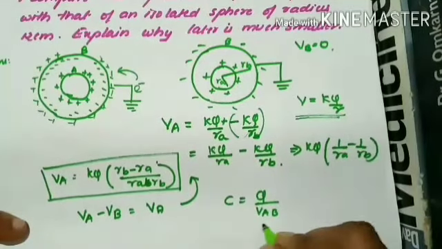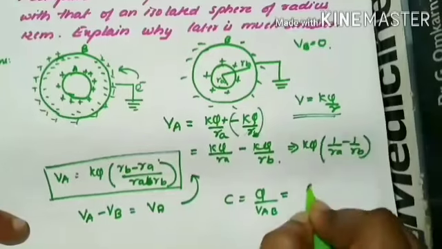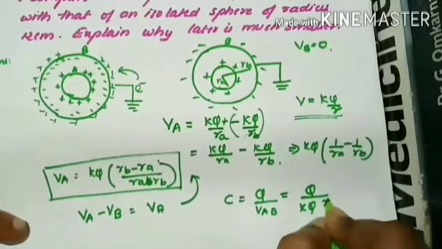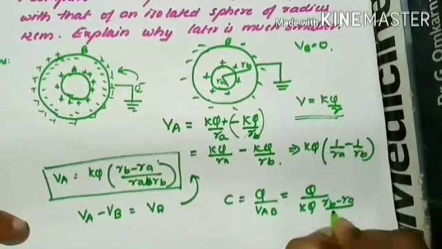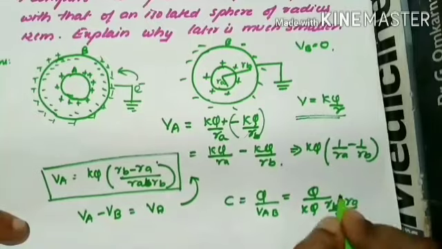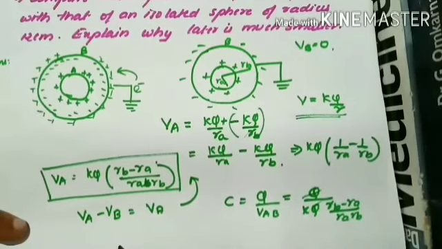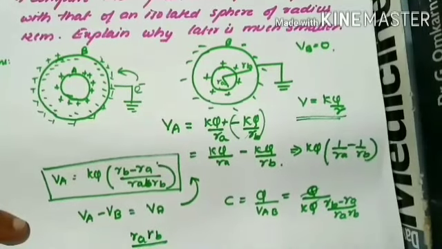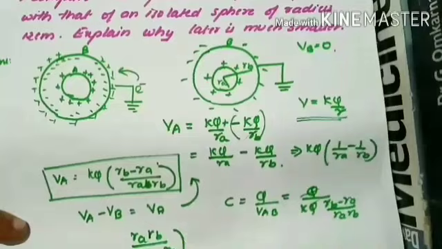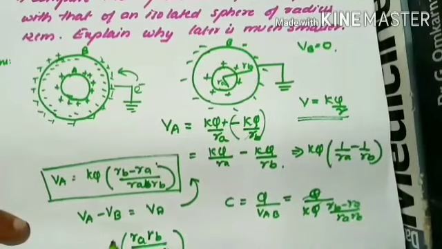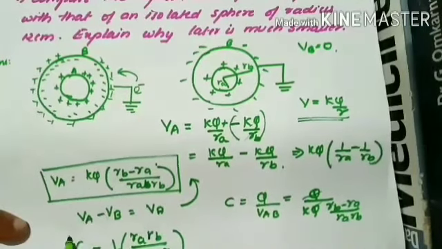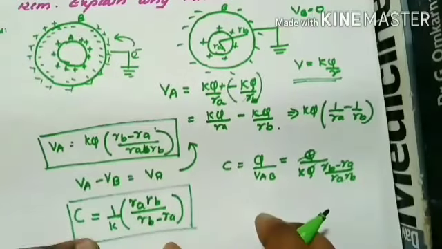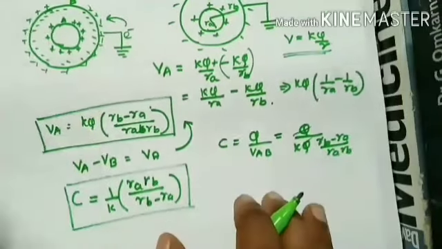That is the potential difference VAB. So Q divided by VAB, I am going to write this value KQ into RB minus RA whole divided by RA RB. Now RA RB goes up, and Q can be cancelled, so that becomes RA RB divided by RB minus RA, and 1 by K is there, right? So this is the capacitance of the entire system, 1 by K into RA RB divided by RB minus RA, right?